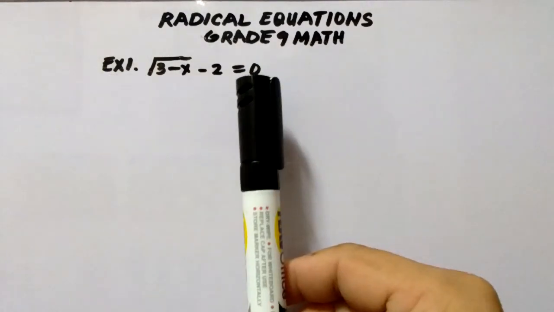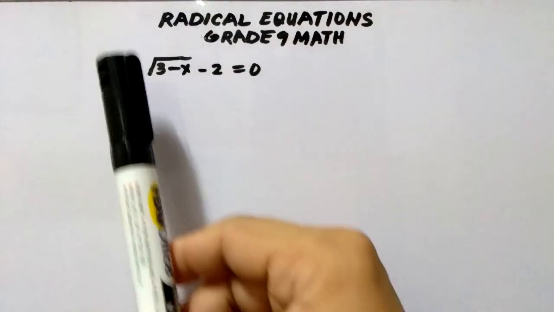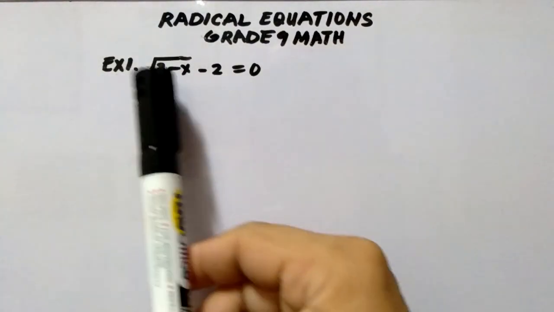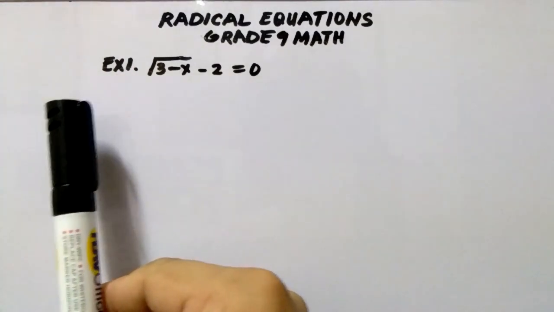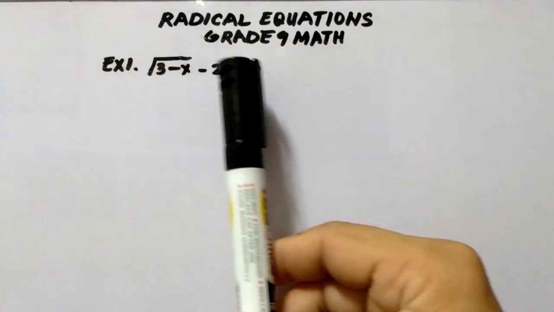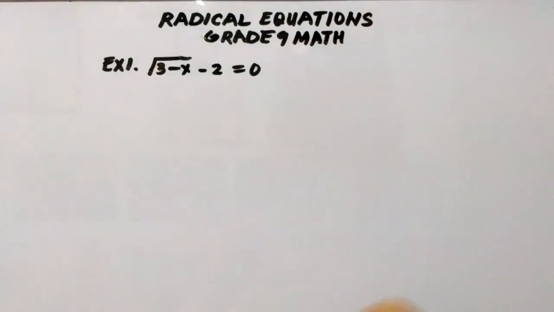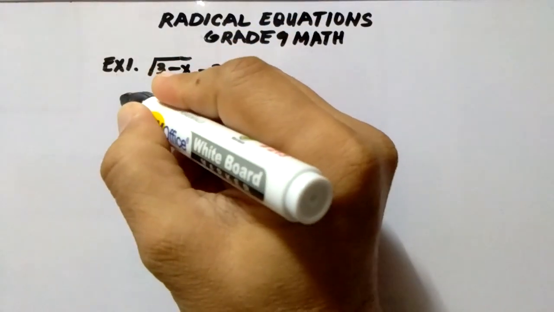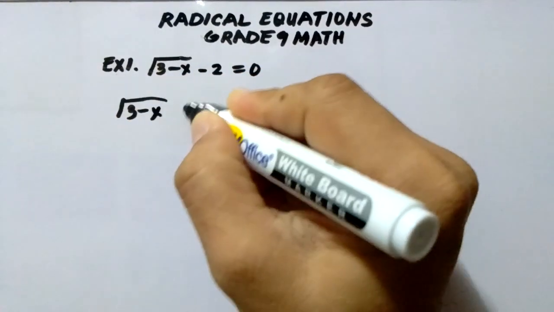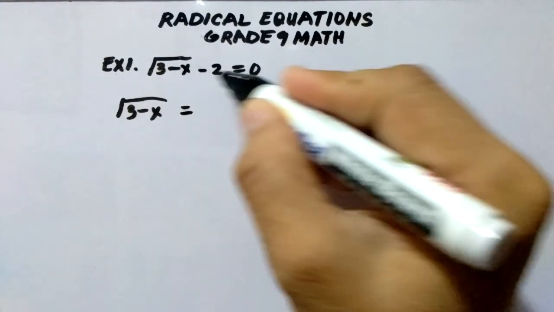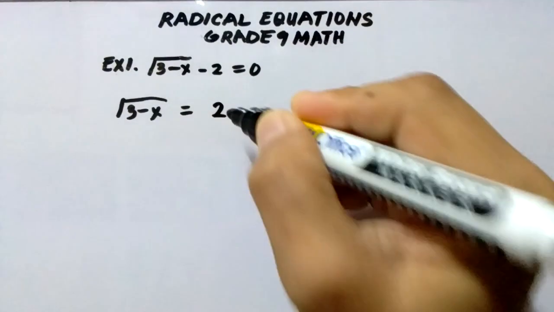Ang una po natin gagawin is to isolate one radical. So iihiwalay po natin yung isang radical. So, ito po yun, 3 minus x. So, maiiwan po to sa may left side and the rest, yung mga kasama po ng ating radical equation, itatranspose po natin dito sa may right side. Okay. So, we have 3 minus x is equals to, so transpose po natin, negative 2 dito po sa may right side. So, negative 2 becomes positive 2.